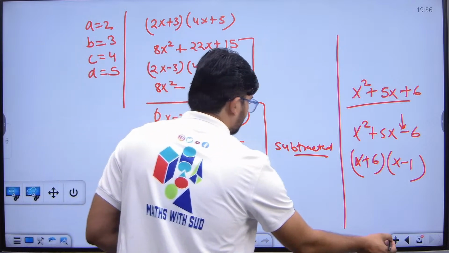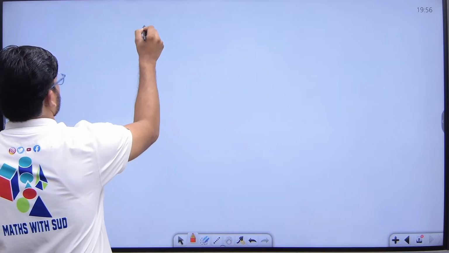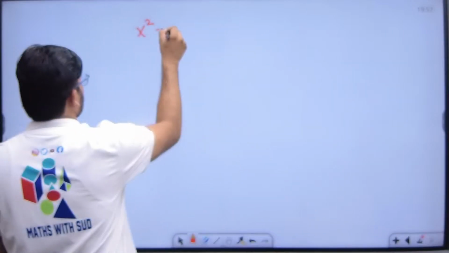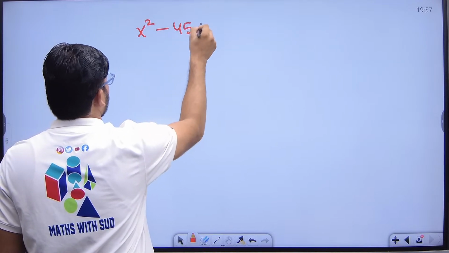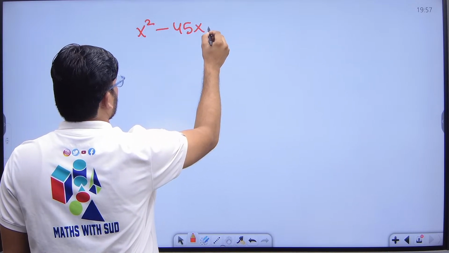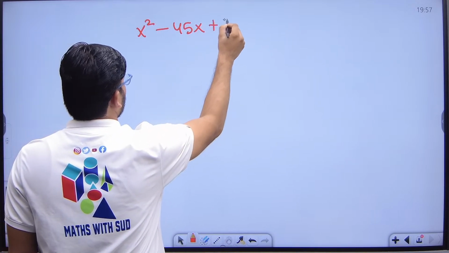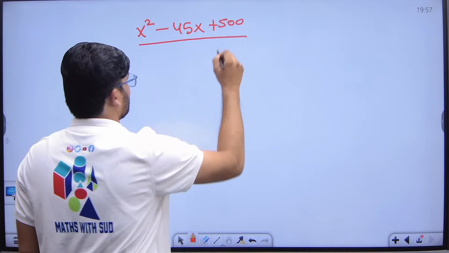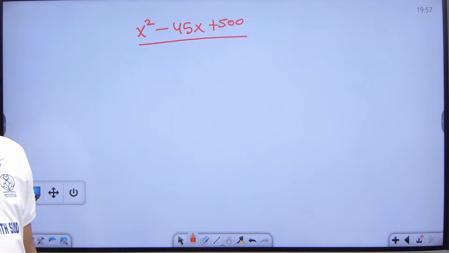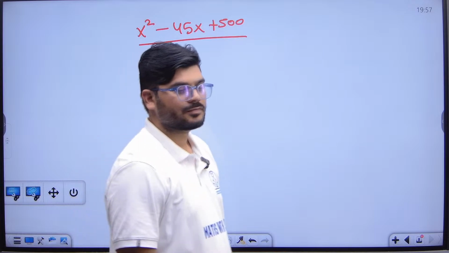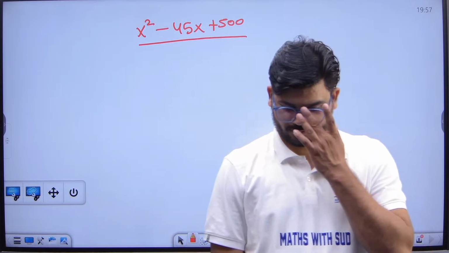Let me ask you then. So let us say x square minus 45x plus 500. So how are you going to do this?